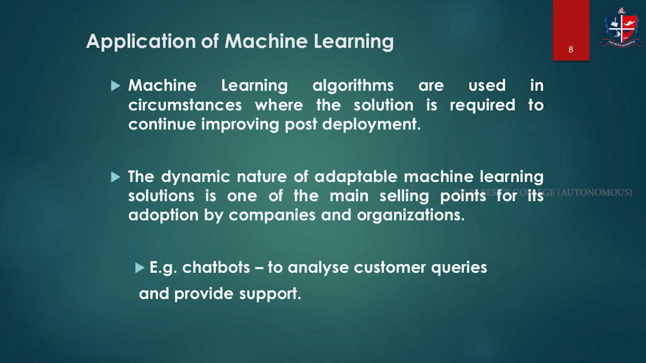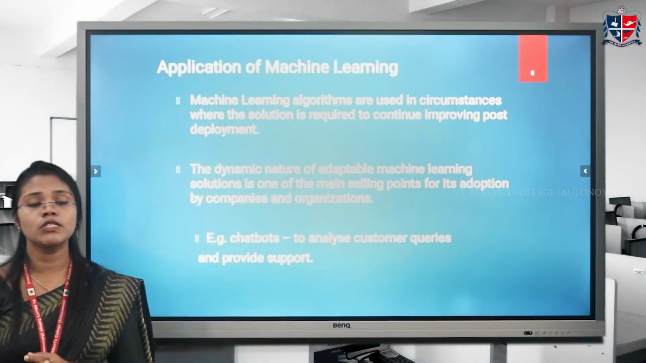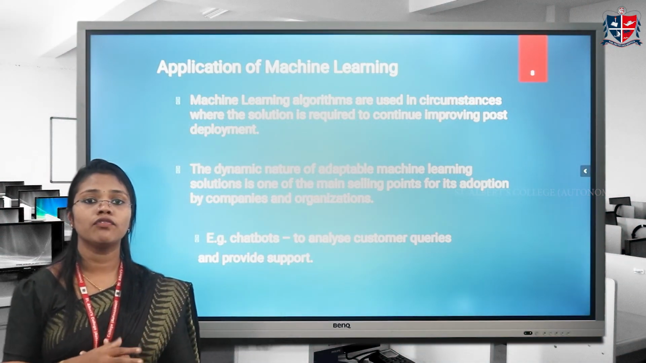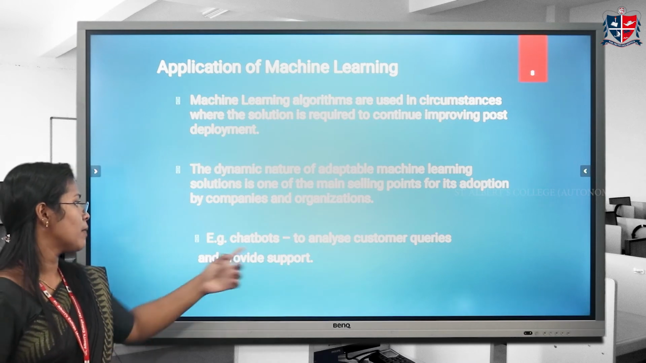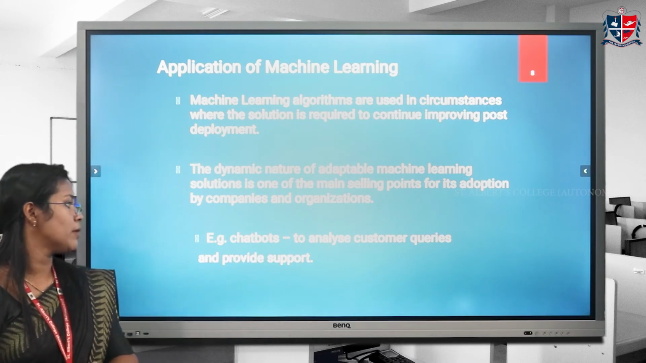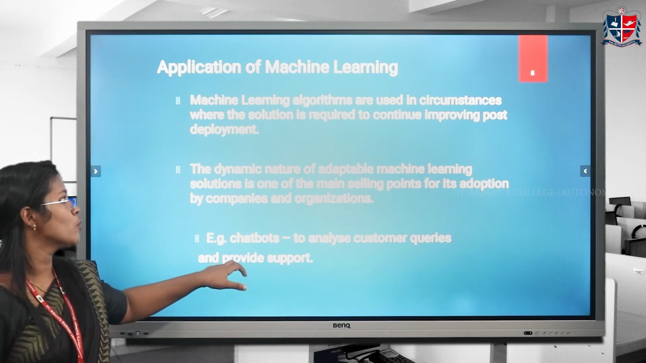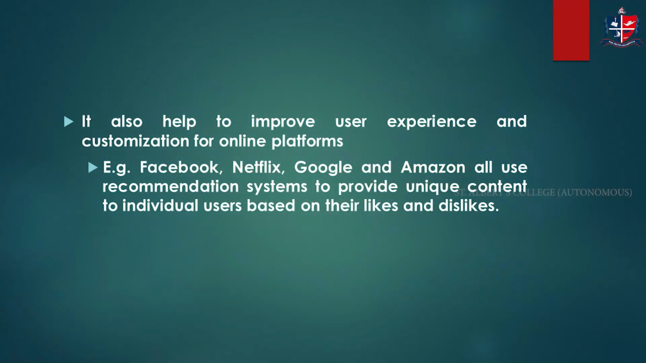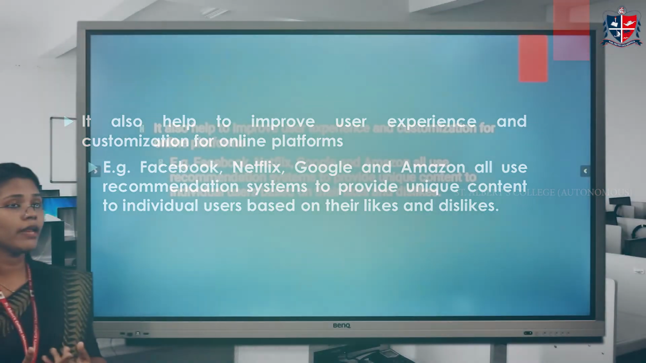So, what are the different applications of machine learning? Nowadays, machine learning is applied in many fields like speech recognition, image recognition, product recommendation, and so on. Machine learning algorithms are used in circumstances where the solution is required to continue improving post deployment. The dynamic nature of adaptable machine learning solutions is one of the main selling points for their adoption by companies and organizations. Nowadays, Amazon and Facebook are using machine learning for product recommendation. For example, chatbots: to analyze customer queries and provide support, we are using chatbots. They also use the concept of machine learning.